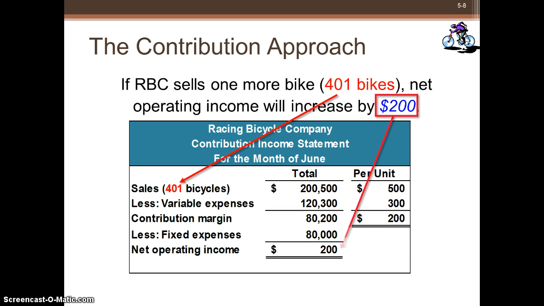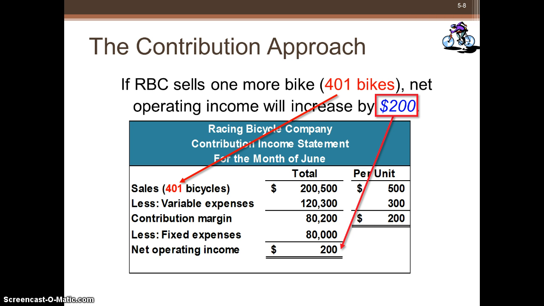Notice that when you increase your sales per month to 401 bikes, just as we mentioned a few slides ago, your profit goes up by the amount of contribution margin, which is $200. One more bike sold will yield $500 more revenue, $300 more variable cost, $200 more contribution margin. Keeping in mind, fixed costs do not change based on changes in activity. Therefore, our net operating income would be $200. This concludes our short abbreviated lecture on the contribution margin income statement.